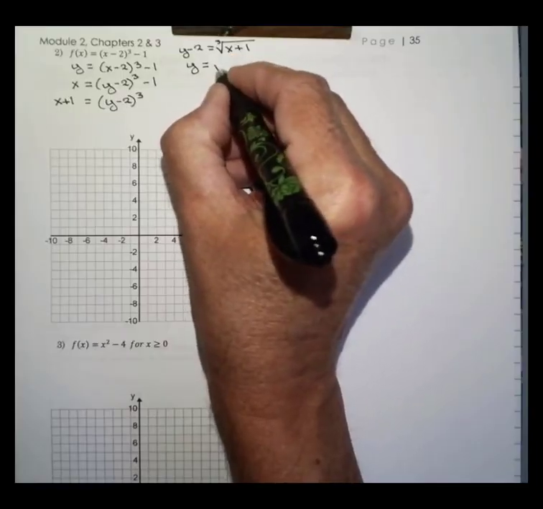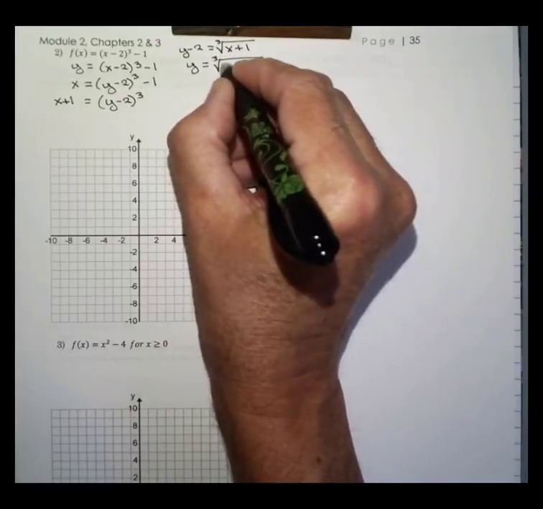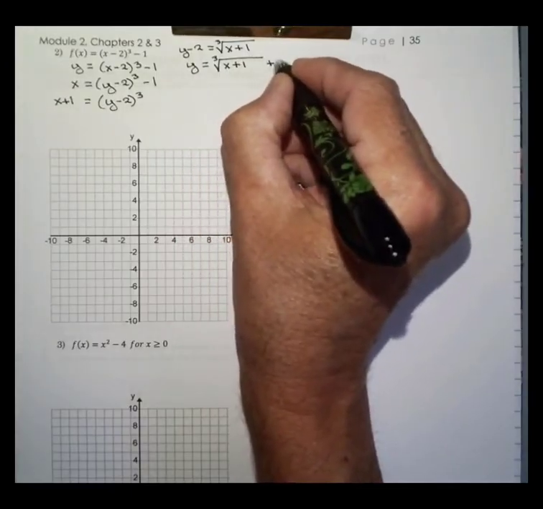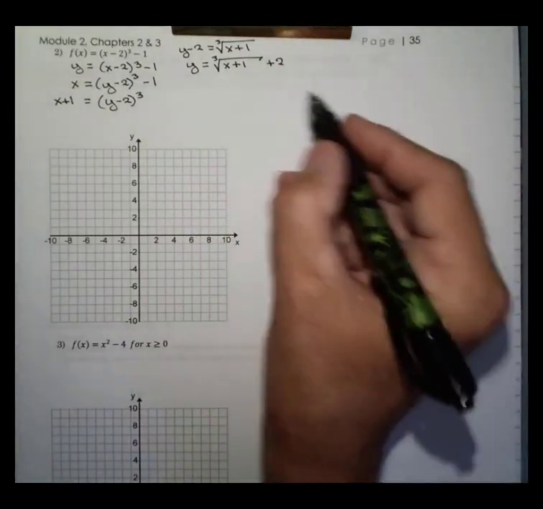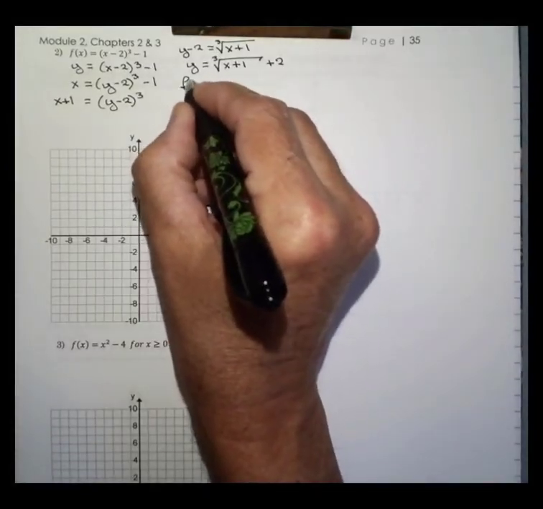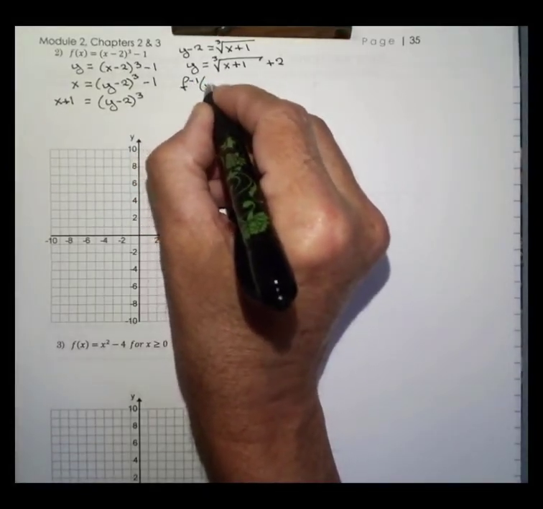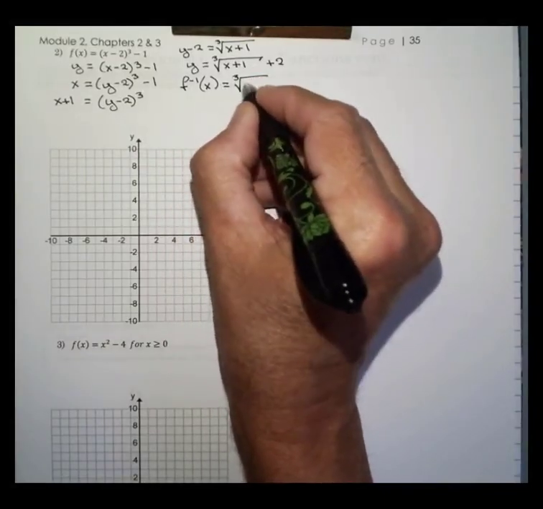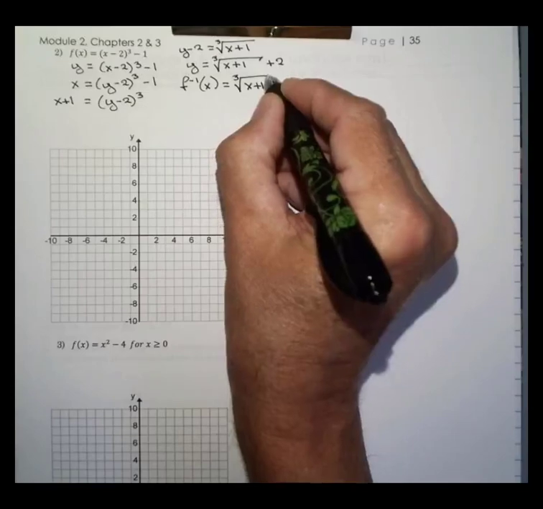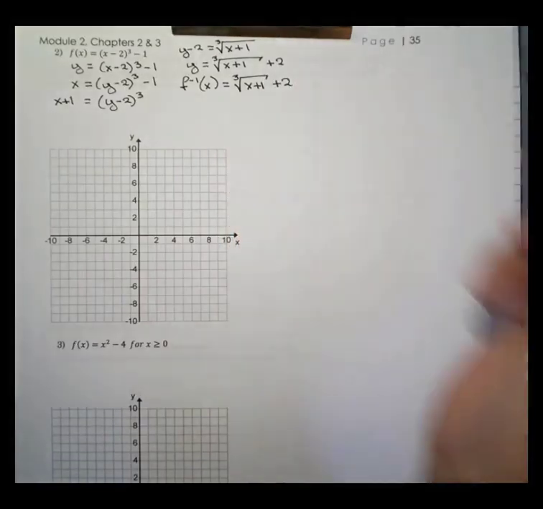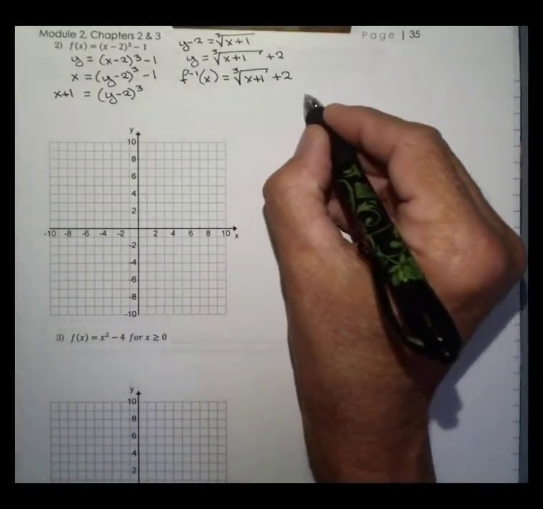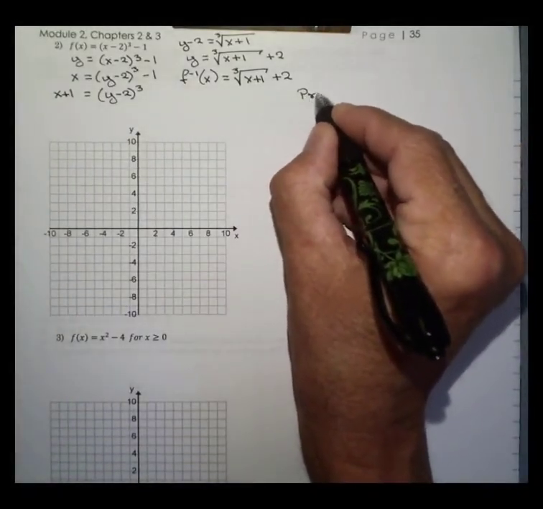And my final inverse equation is going to be the cube root of x plus 1, and then outside of the radical, I'm going to say plus 2. All right, so that's going to be my inverse. I'll write it in function notation and say it's really the cube root of x plus 1 plus 2. All right, now here's the proof for it. It's not really that difficult to prove, and you can come over here and see if we got it right.